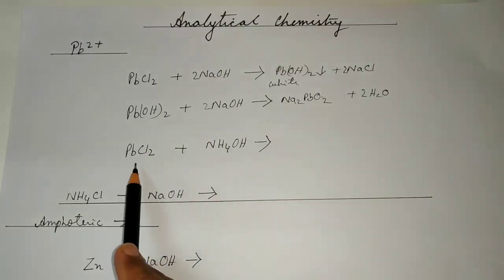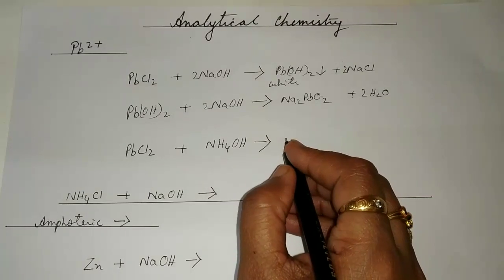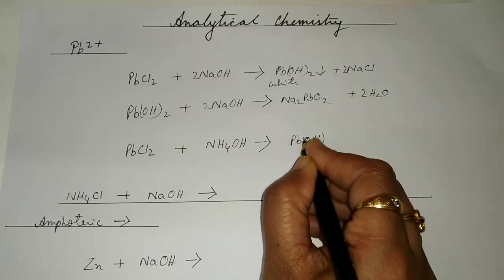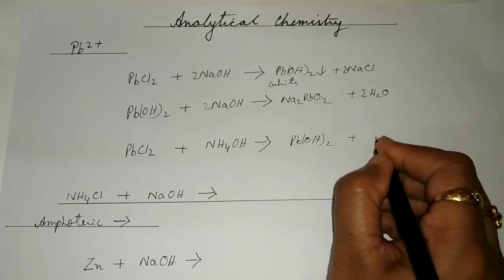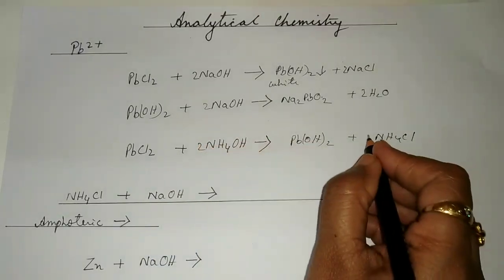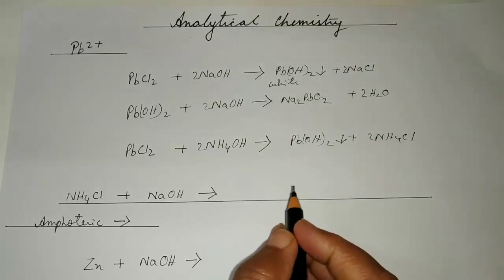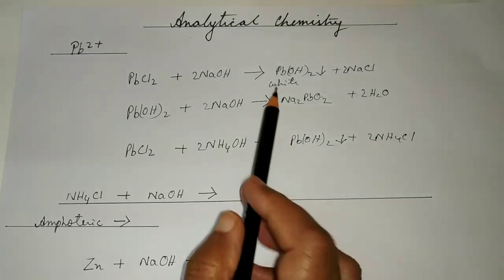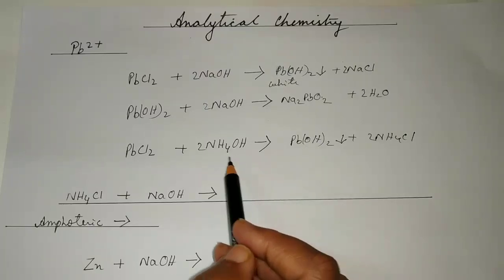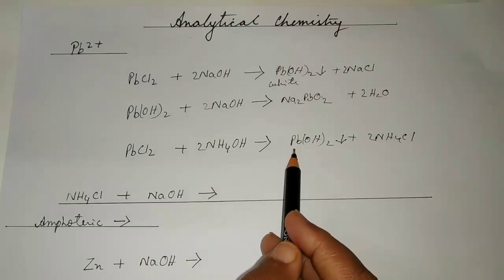But the same lead chloride with ammonium hydroxide, the reaction is again a precipitation reaction, double decomposition. So we get lead hydroxide plus ammonium chloride, and here we balance. We get a precipitate, white, but with excess of ammonium hydroxide, the precipitate is insoluble.